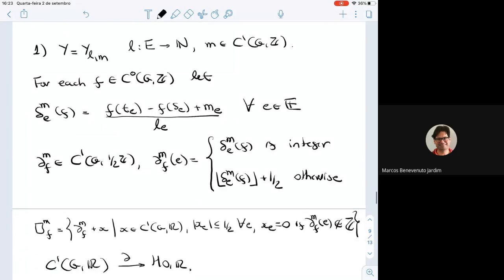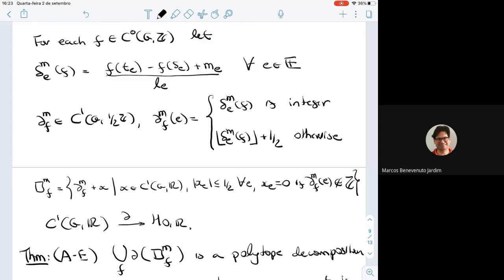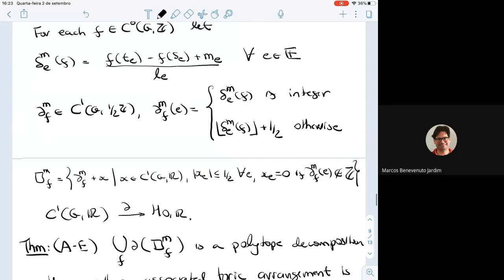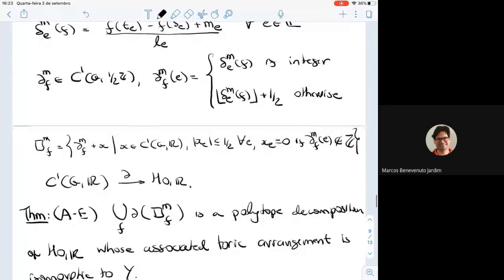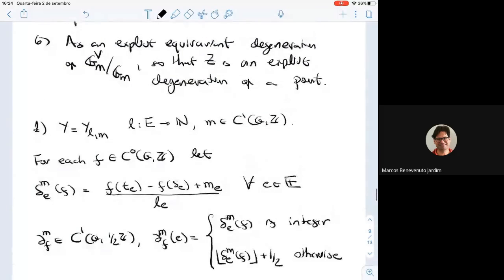Now, there's a natural map from the cochain complex C1 to H0 of R. It's a surjection. And what I do, and that's another theorem, is I pick the image of each of these cubes. And what I claim is that I get a polytope decomposition of H0 of R, and the associated toric arrangement is isomorphic to Y. So here you go, very explicitly describing the structure of Y as a scheme. Let me just tell you what happens in the example that we had before. So let me go back to the example.